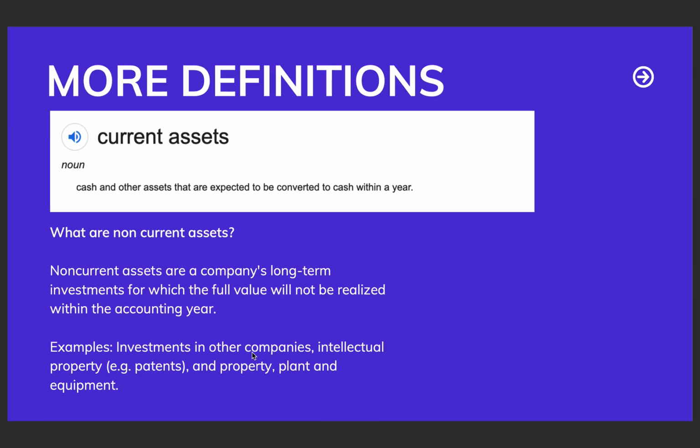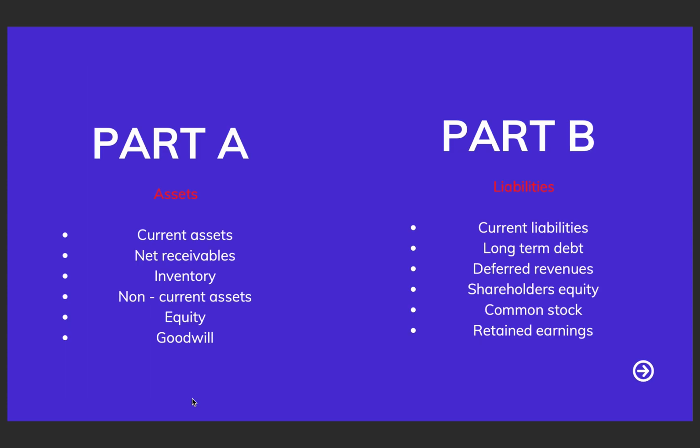A few more definitions that are important for us to understand are current and non-current assets. If a company can liquidate an asset within 1 year, that is known as a current asset. If a company takes longer than 1 year, that would be listed as a non-current asset. A few examples would be intellectual property, plant, and any kind of equipment.